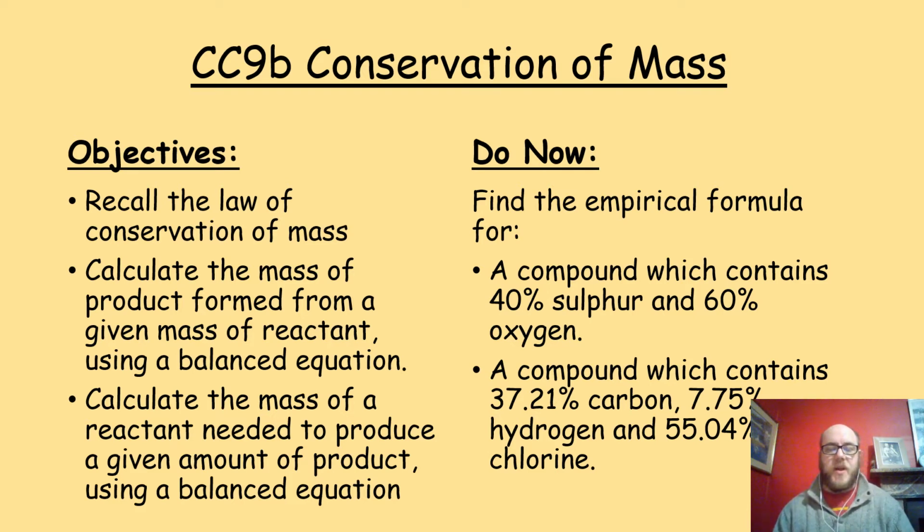Before that, let's do a little do now recap and let's have a look at finding the empirical formula for a compound which contains 40% sulfur and 60% oxygen, and a compound which contains 37.21% carbon, 7.75% hydrogen and 55.04% chlorine.